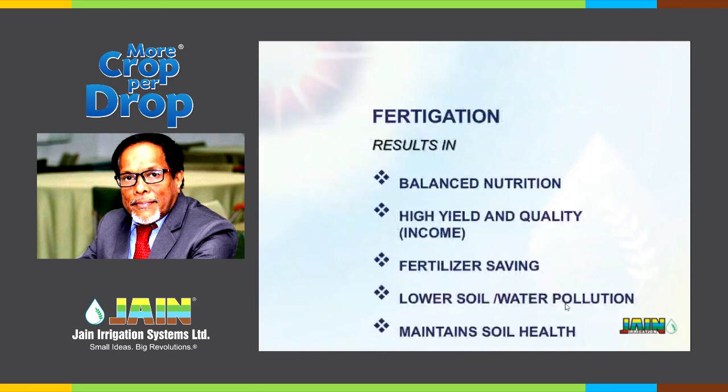Fertigation results in, as a sort of summary, balanced nutrition, high yield and quality, and income, of course. To some extent, fertilizer saving, and lower soil and water pollution. That's an indirect benefit the society, the community, the country is going to get. And it maintains soil health. You are applying what is required. You are not applying extra to lodge in the soil and create problems. This is a sort of summary.